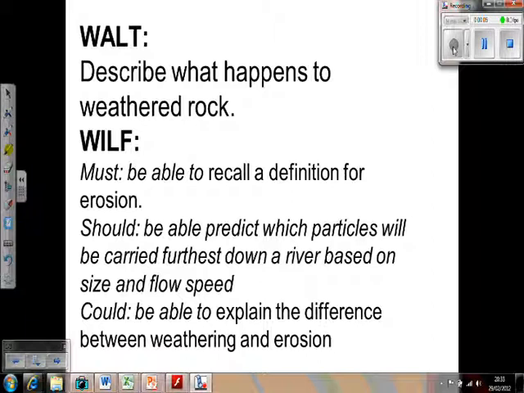In this one, we're going to be looking at what happens to the rocks after they've weathered. You are going to need to be able to describe what happens to weathering rocks. You must be able to recall the definition for erosion. You should be able to predict which particles will be carried the furthest down the river based on size, flow and speed. And you could be able to explain the difference between weathering and erosion. Now, I believe that you've been looking at erosion in geography, so for some of you this might be very easy.